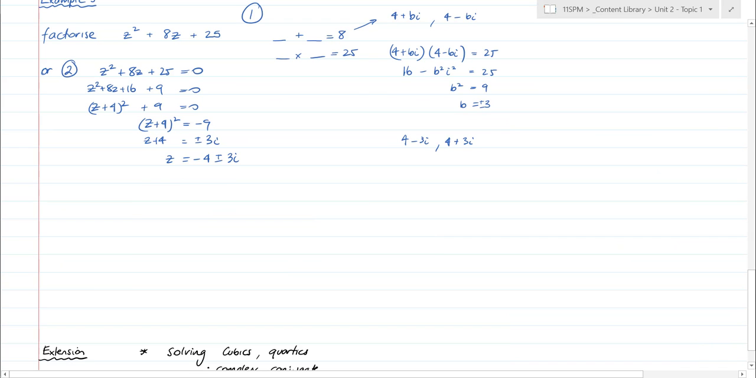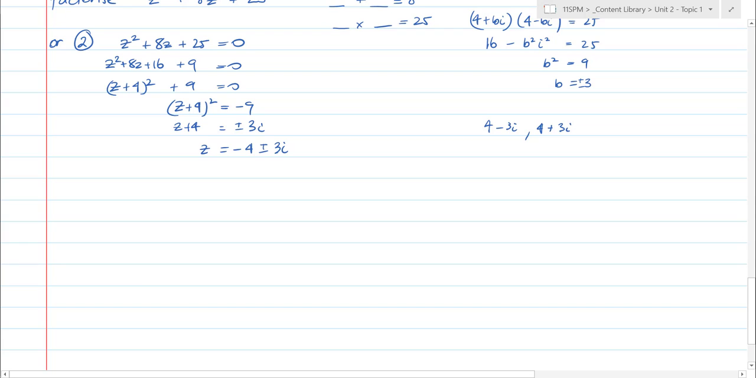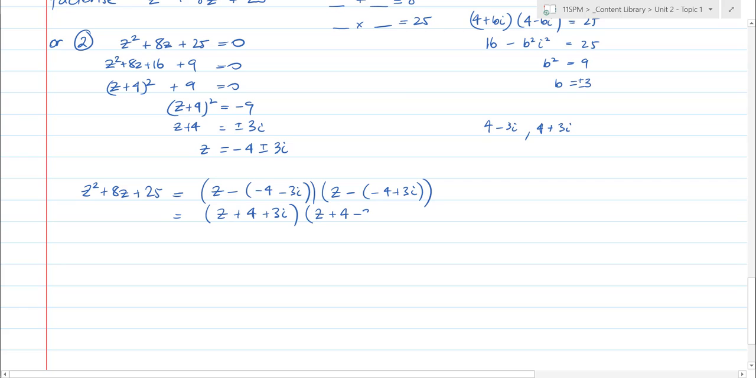Might just resume this. The question says to factorise. So technically now this should mean that z squared plus 8z plus 25 is equal to z minus negative 4 minus 3i, and z minus negative 4 plus 3i. So that's the factor, and if I expand that, I get z plus 4 plus 3i, and if I expand this, I get z plus 4 minus 3i. So I think that's where the plus 4, negative 4 difference comes from.